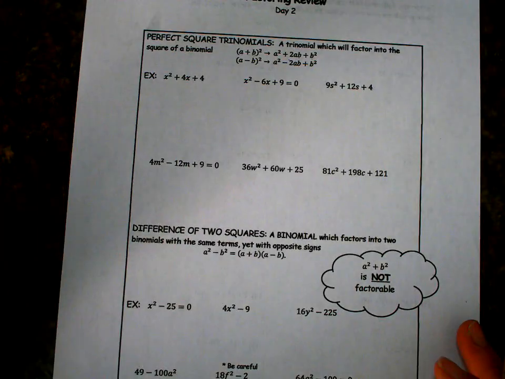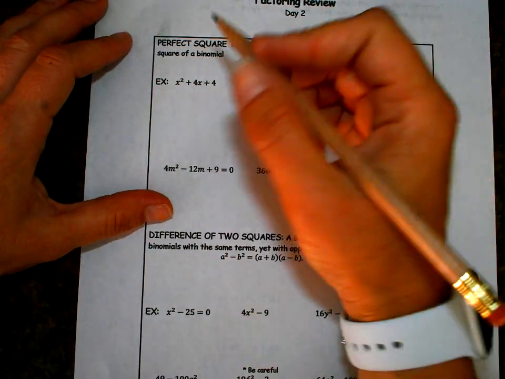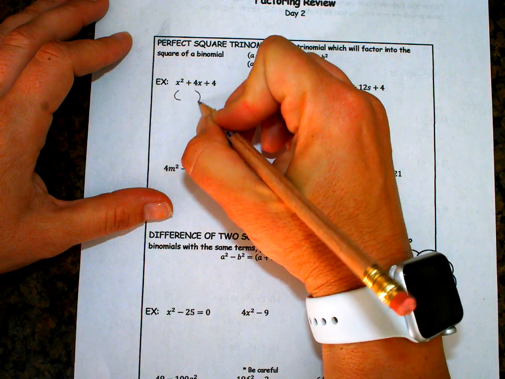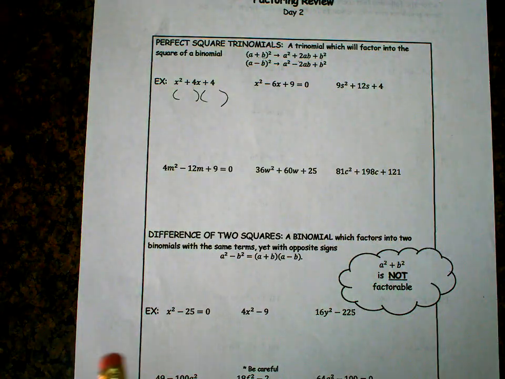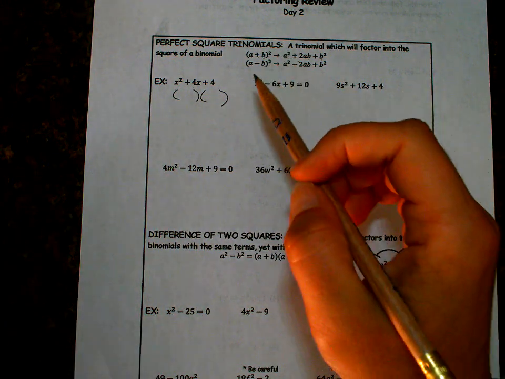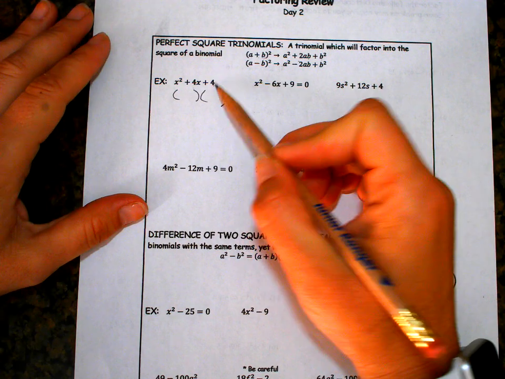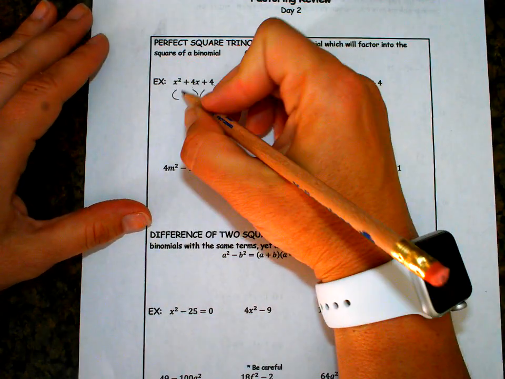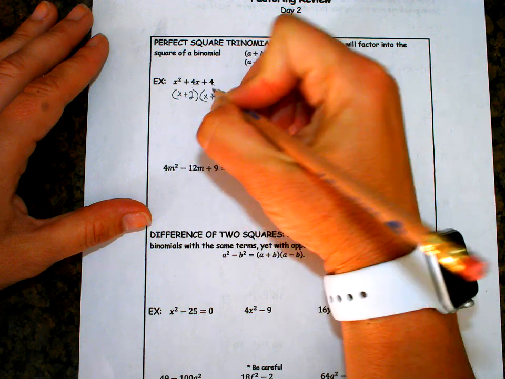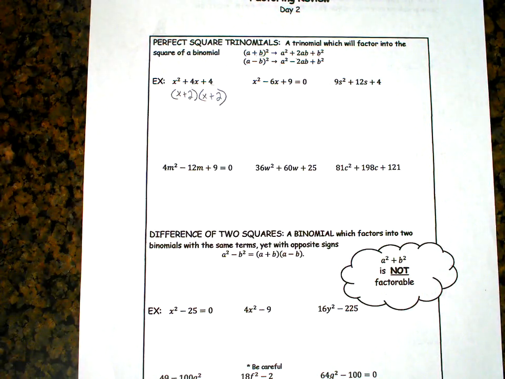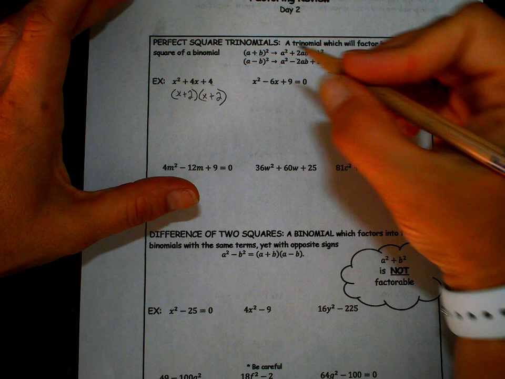so here we go. Now, I want to know what two binomials make up this trinomial. So that's going to be, what makes 4? Well, 2 times 2. X plus 2, x plus 2. And you're done, guys. That's it.